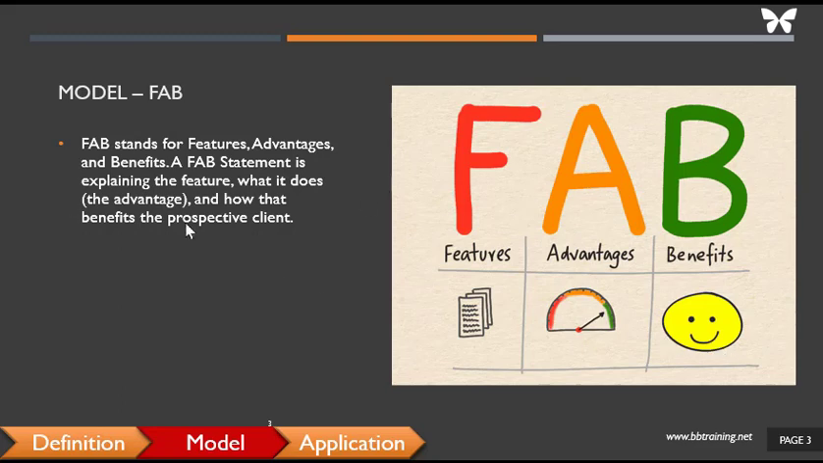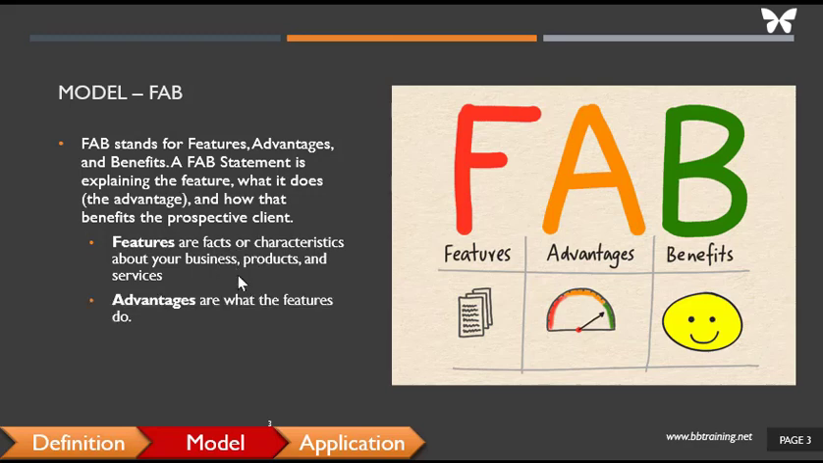Now this is a very important example, my dear friends. Features are facts or characteristics about the business, products, or services. Just like I said, it has ink. What does the feature do? Ink writes. An advantage is that the feature of being refillable helps you refill the marker, and it answers why someone should value it. The customer should value the advantage because it is going to save money for the customer.